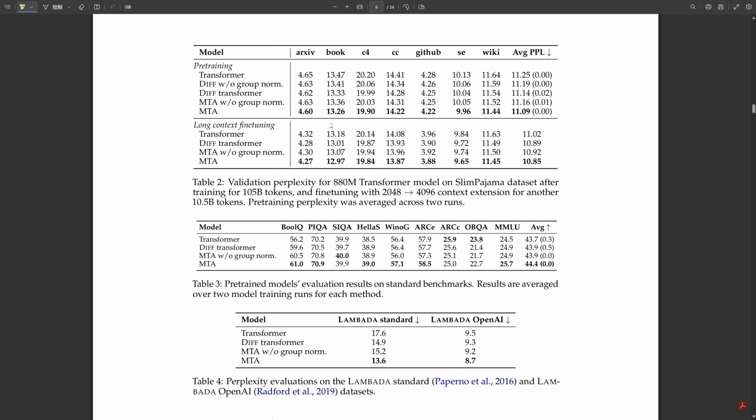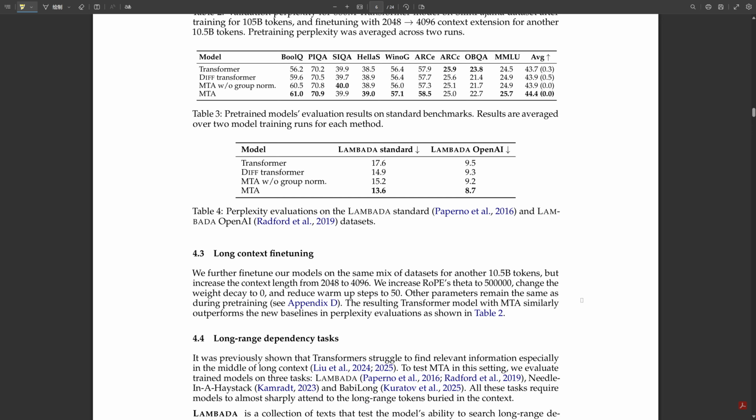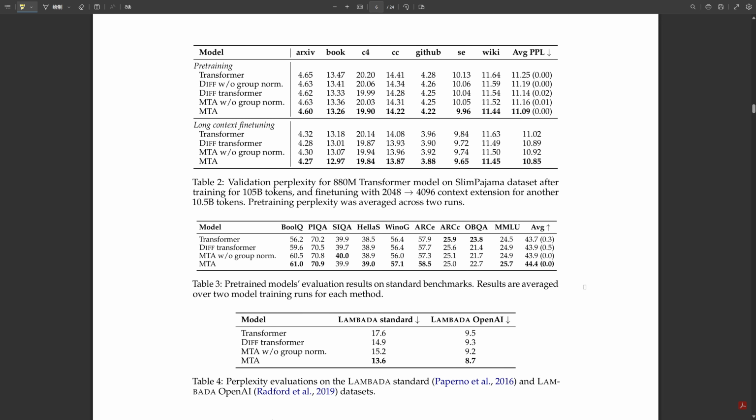So it's not just about length, it's about a more refined attention mechanism. Exactly. So it's a win-win. Now, how about those tasks that are specifically designed to test long-range dependencies? Like, how well can the model connect information that's far apart? Well, that's where MTA really shines.